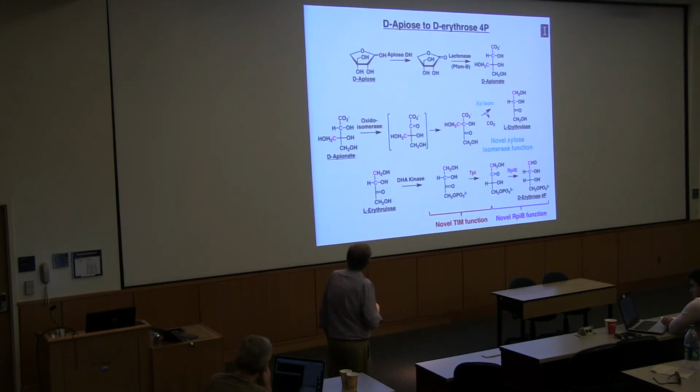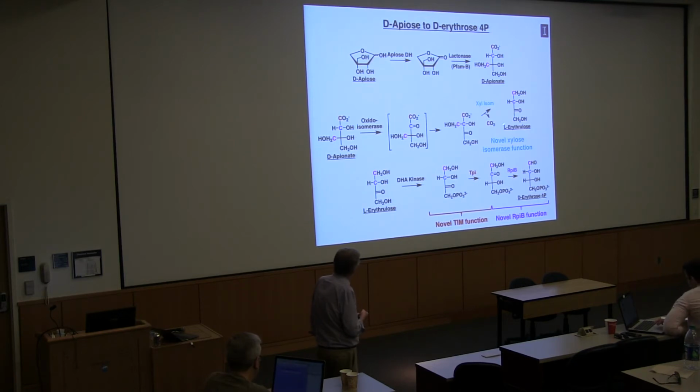It turns out what those enzymes do, they take, here's 3-oxoisoapionate, which is the product of that oxidoisomerase. The xylose isomerase catalyzes a decarboxylation to erythrulose.